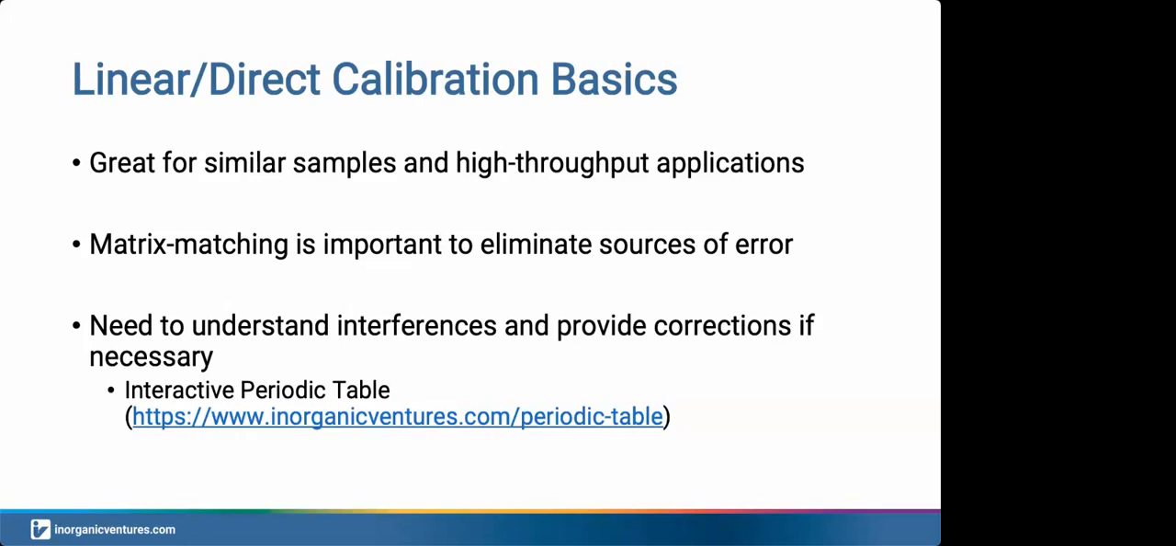With all types of calibration, it's important to be aware of potential interferences and be able to provide corrections should you find an interference. Our interactive periodic table has interference information that can be very useful for this effort.